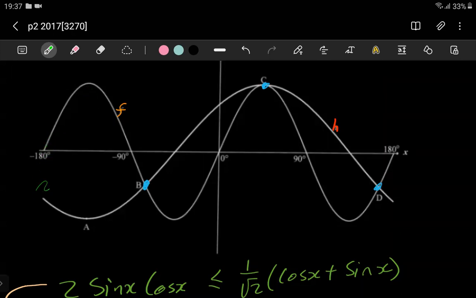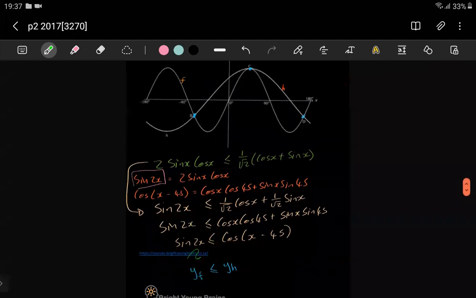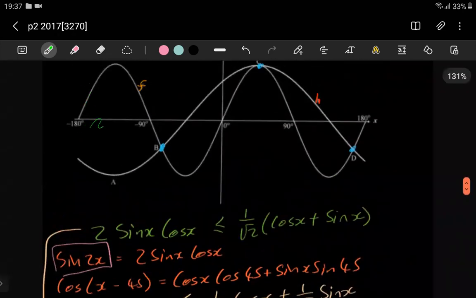Just by looking at this portion of the sketch, you can see that the y values of f here are above the y values of h. Everywhere on this portion of the sketch, all the way until this part where they meet, this portion does not qualify for our question, because our question wants us to work out where the y values of f are smaller than the y values of h. So this portion of our sketch does not qualify. Only from here, all the way until somewhere there.